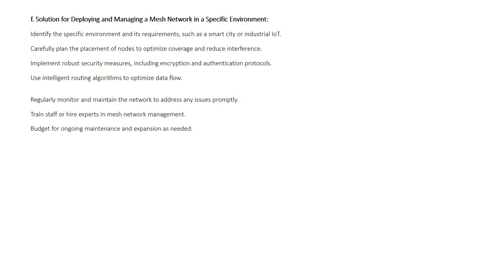Then carefully plan the placement of nodes to optimize coverage and reduce interference. You can identify strategic positions where the nodes are going to be placed, and how you're going to arrange your nodes so that you can reduce the interference, which helps in offering stronger signals. Then implement robust security measures, including encryption and authentication protocols.